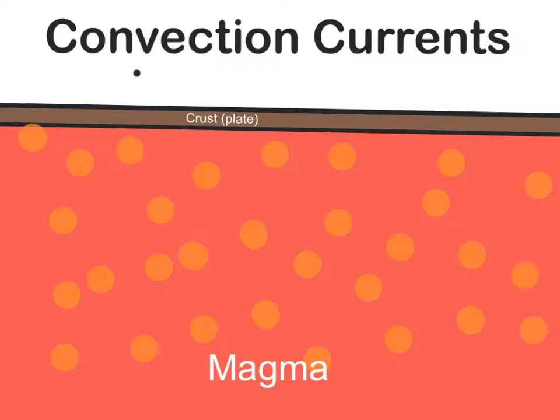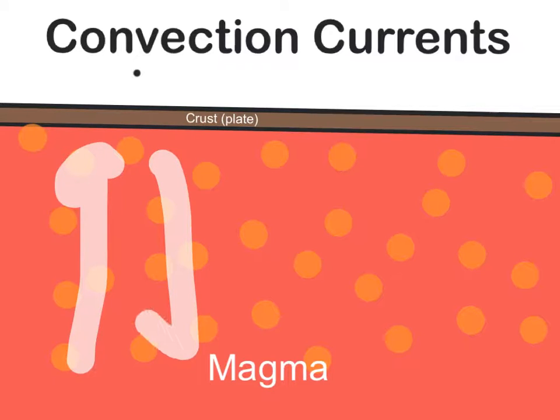A convection current happens when the hotter, less dense material rises up and when the cool stuff drops down, creating a sort of rotation. The material we mentioned is made up of magma.